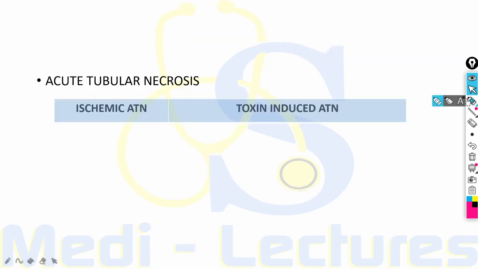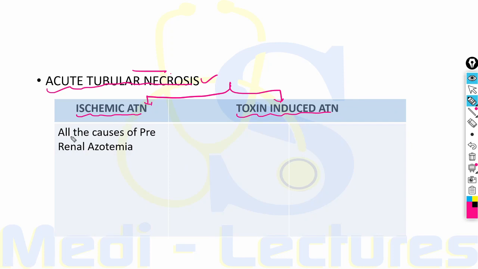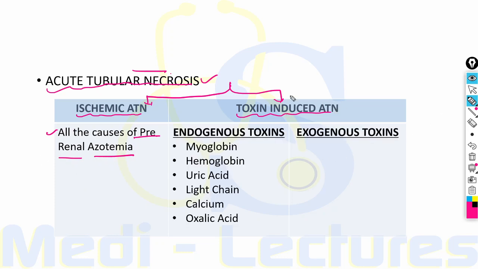Now, coming on to the discussion of acute tubular necrosis, we are discussing this because it is the most common cause of intrinsic renal disease. It can be due to either ischemia or toxin: ischemic acute tubular necrosis or toxin-induced acute tubular necrosis. This ischemic ATN is the same as we have been discussing, that is pre-renal causes leading to structural renal injury, that is damage to the tubules. Therefore, this will have all the causes of pre-renal azotemia. On the other hand, toxin-induced acute tubular necrosis can be due to either endogenous toxins or exogenous toxins.